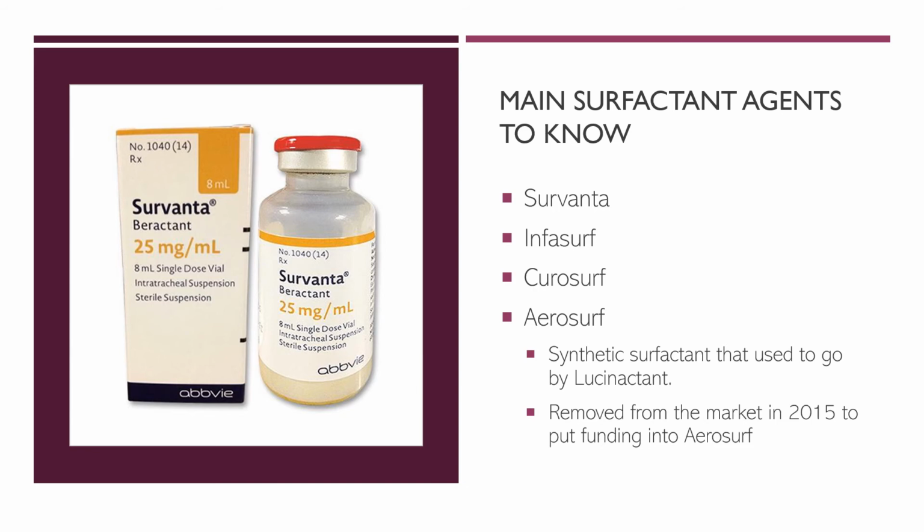Infasurf is indicated for the prevention of RDS in infants born before 29 weeks of gestation. It can also be used as a rescue treatment for premature infants that develop RDS, need intubation, and are less than or equal to 72 hours old. The dosage for Infasurf is 3 milliliters per kilogram of birth weight. As a prophylaxis, it should be administered as soon as possible, preferably no more than 30 minutes after birth. Doses can be repeated for up to 3 total doses.